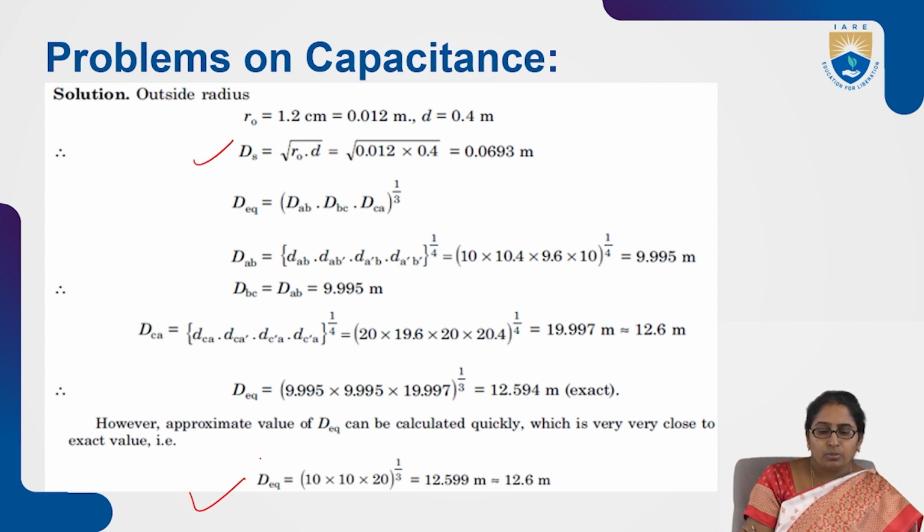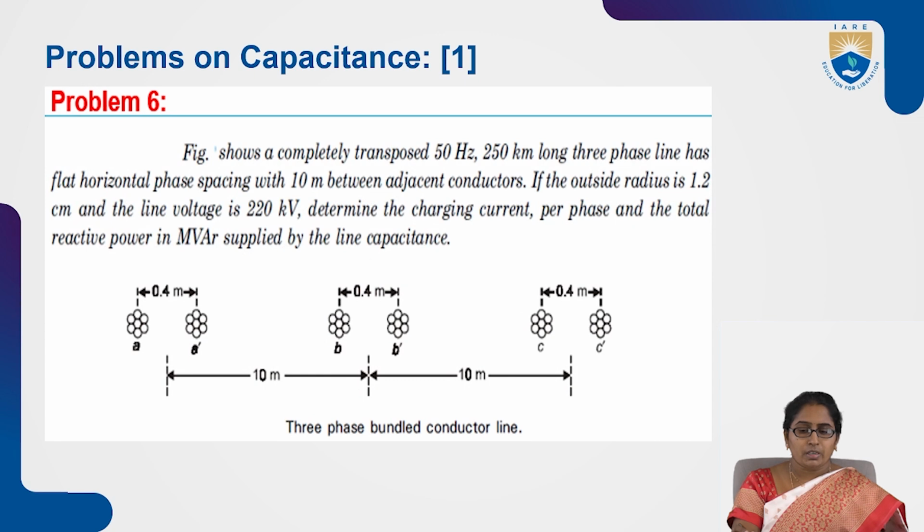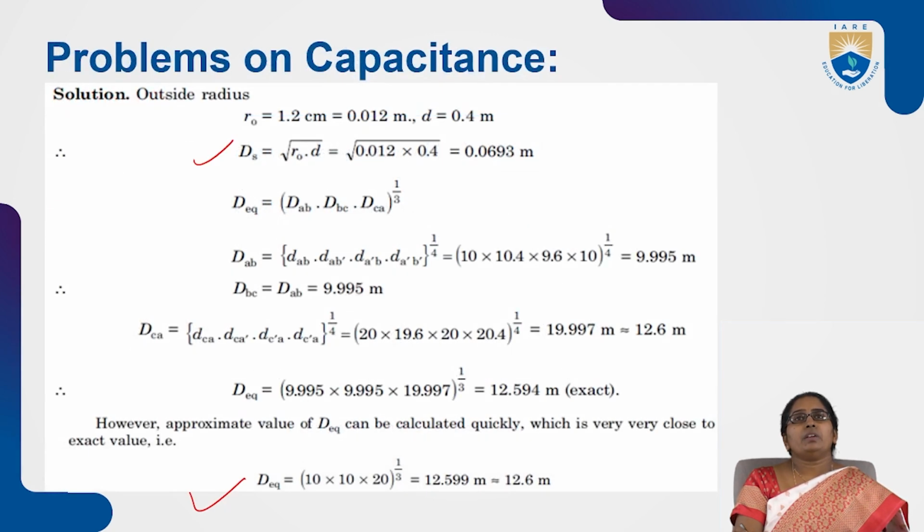Now, the r naught, the radius of the conductor, is given as 1.2 centimeter. So 1.2 centimeter means 0.012 meters, and the distance between the subconductors is 0.4 meters. So now Ds is given by, because the conductor has subconductors, as follows.